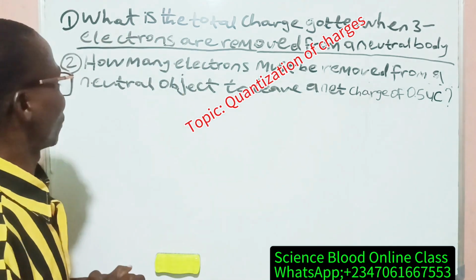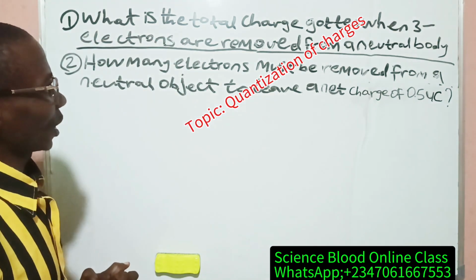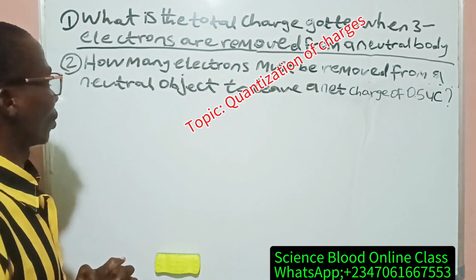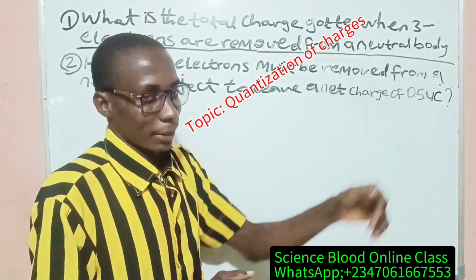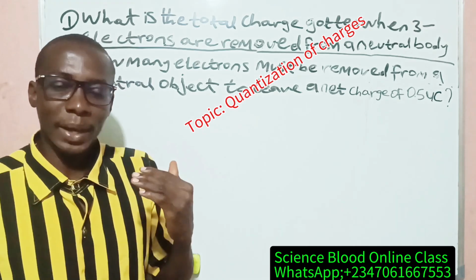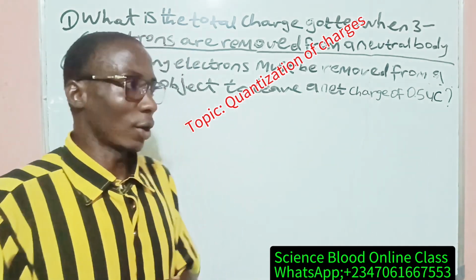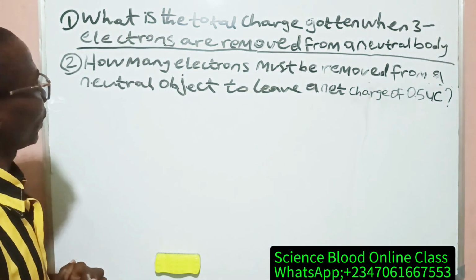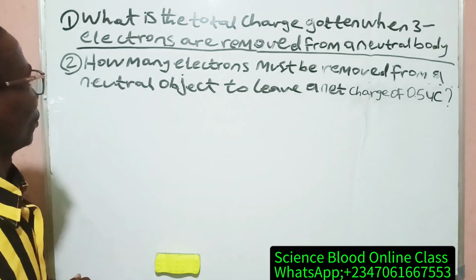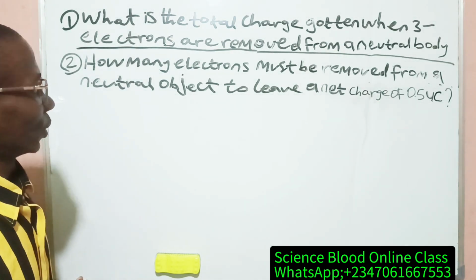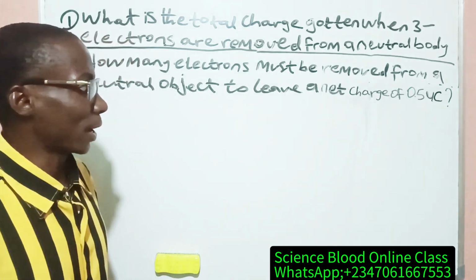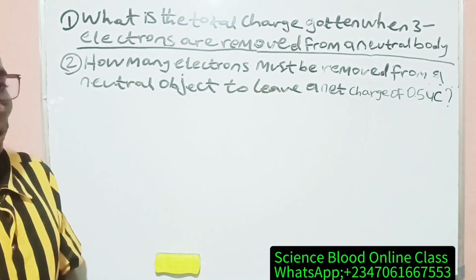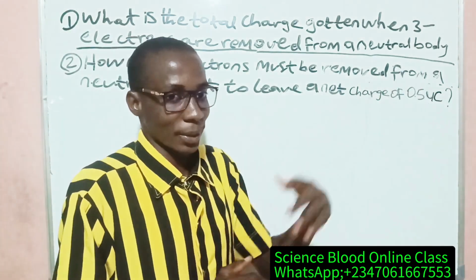Okay, now the first question says, what is the total charge gotten when three electrons are removed from a neutral body? Then question number two says, how many electrons must be removed from a neutral object to leave a net charge of 0.5 microcoulombs? Oh, sorry, not farad, microcoulombs.